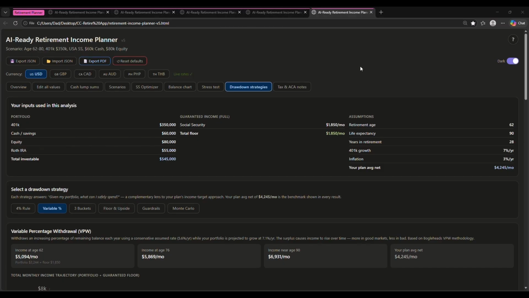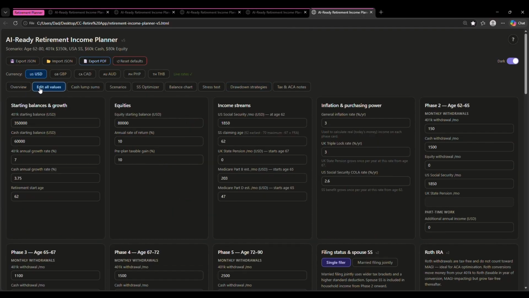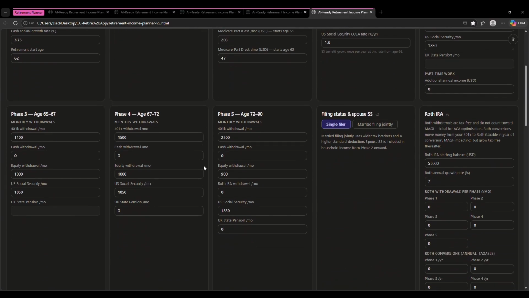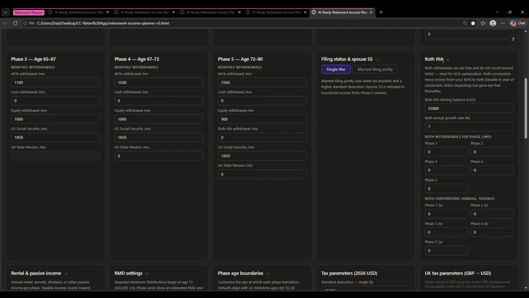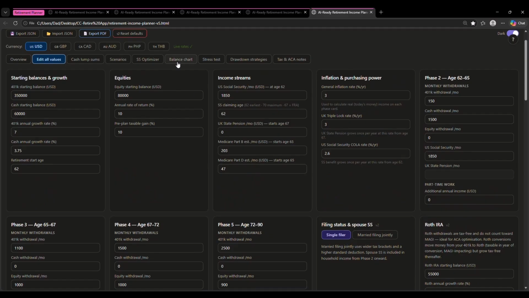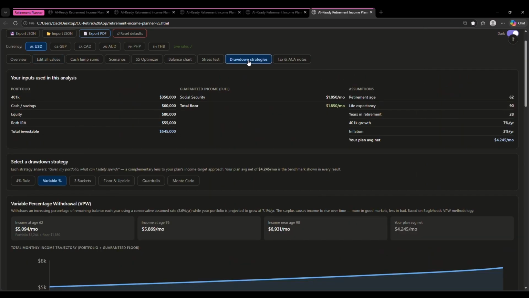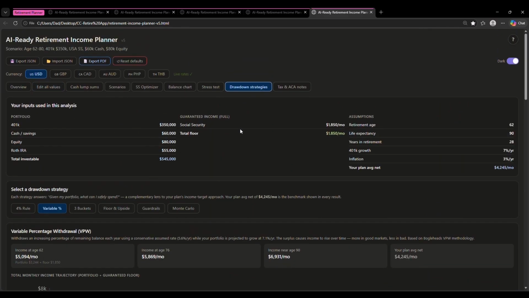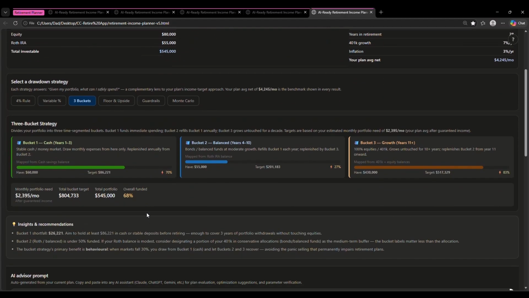As we'll see with the bucket strategy, this does work best in this particular scenario when we have some money in a Roth account. So let's go to the edit all values here, and I will show you that in the Roth IRA section, I've just added a balance here, 55,000. I've added that in to help us understand this 3-bucket strategy a little better. So let's take a look at that now.